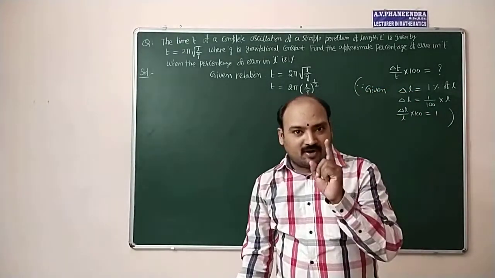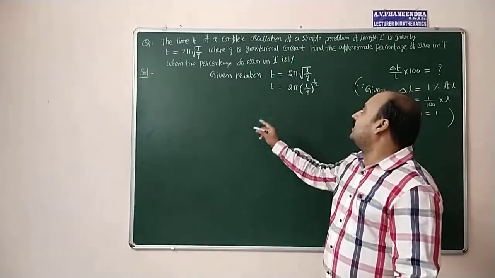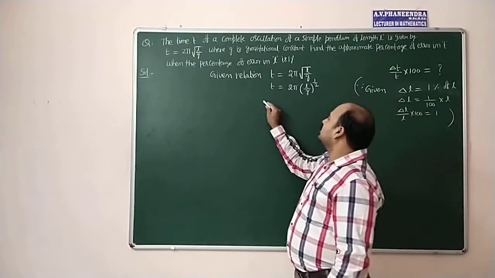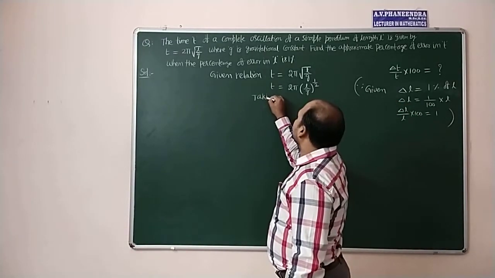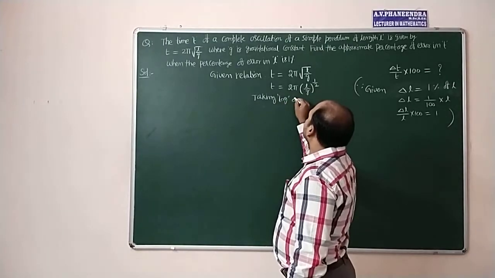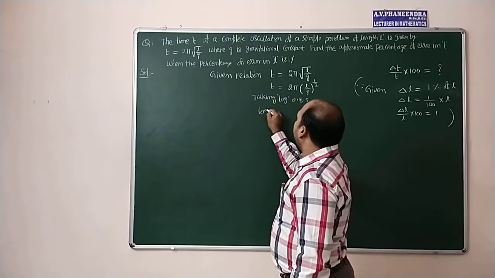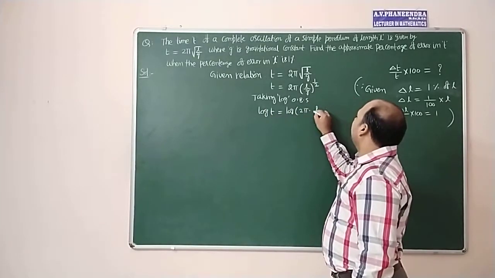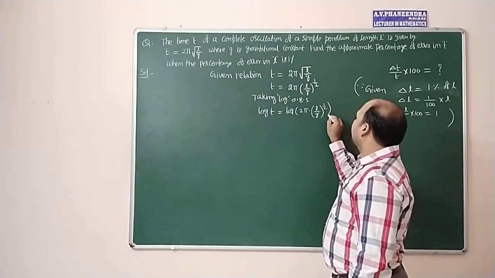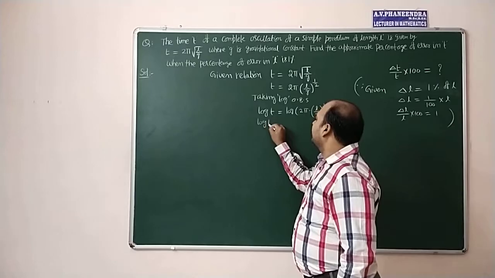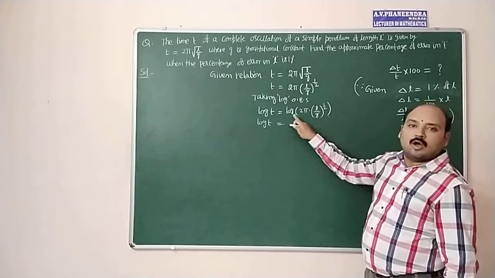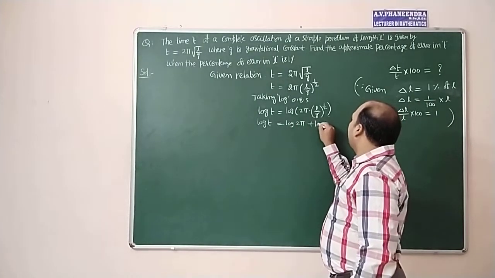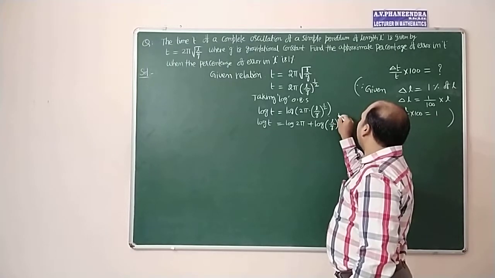I already said that whenever you have to calculate percentage error, for the given relation or any formula, take log on both sides. So taking log on both sides, log T is equal to log of 2π times (L/G) whole power 1/2. Log AB means log A plus log B. So log 2π plus log (L/G) whole power 1/2.